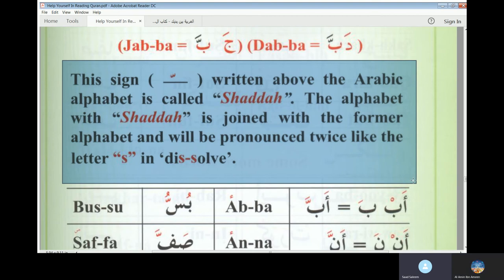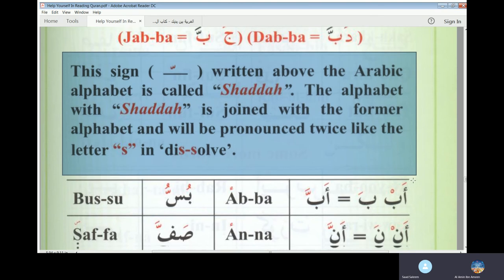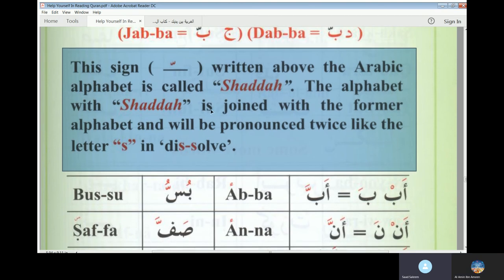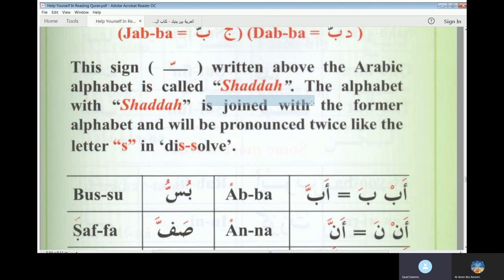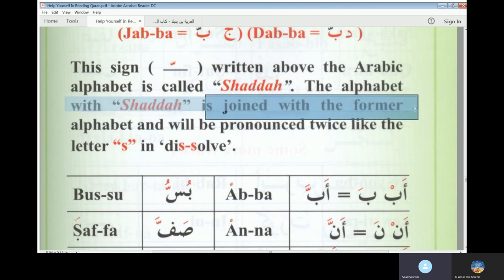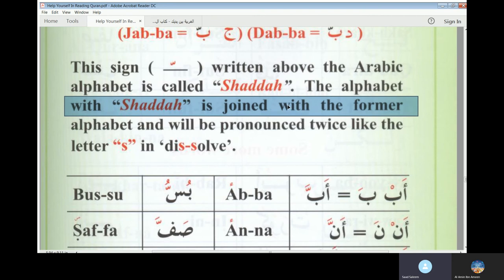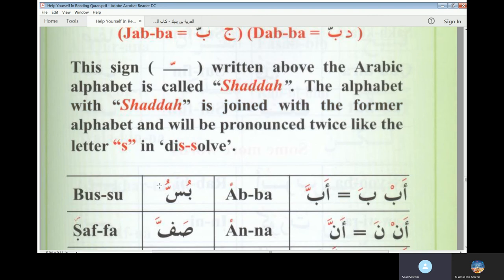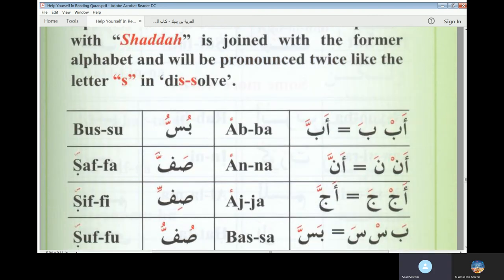Did you understand this statement? The alphabet with shadda is joined with the former alphabet. Remember this line. Then there's another meaning of shadda.